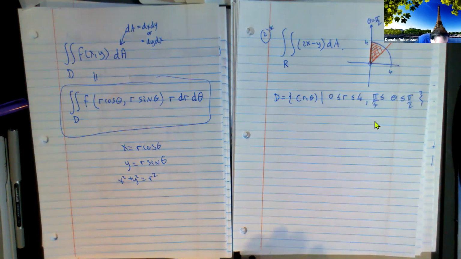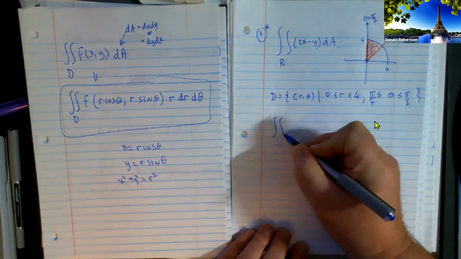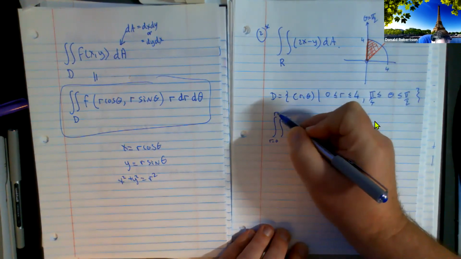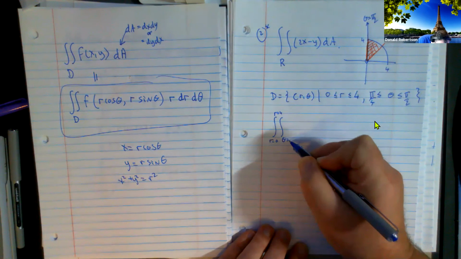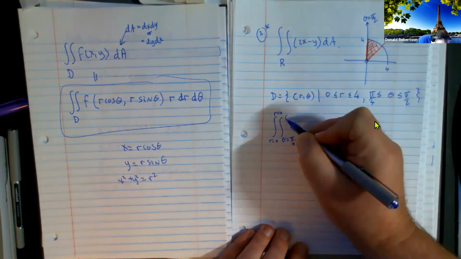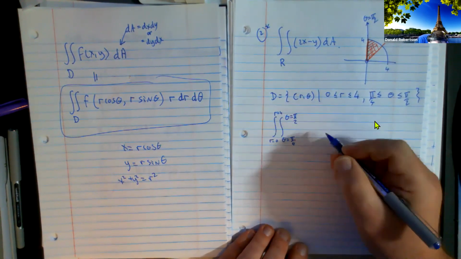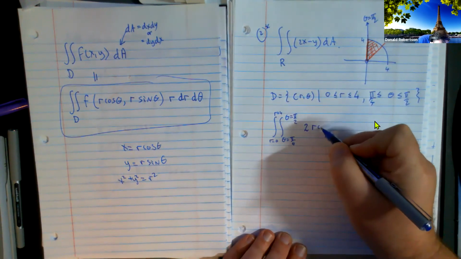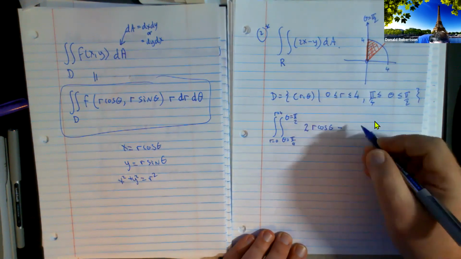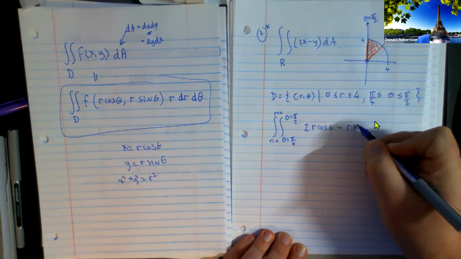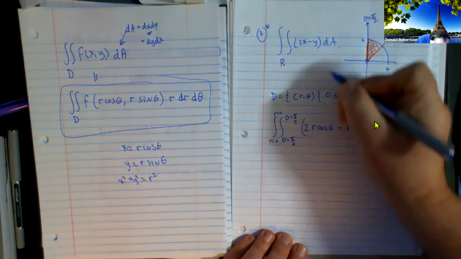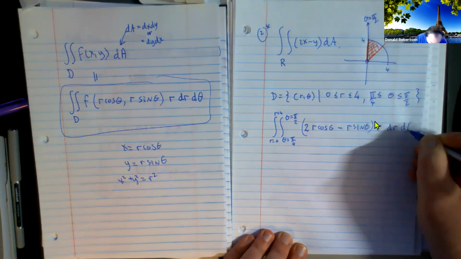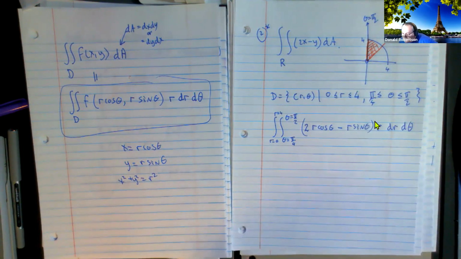Okay. So we're going to do a double integral then. The r values are going to go from 0 to 4, and the theta values are going to go from pi upon 4 to pi upon 2. We have 2 times x, which is r cos theta, take away y, which is r sin theta, and the dA becomes an r, a dr, and a d theta. So far, so good.